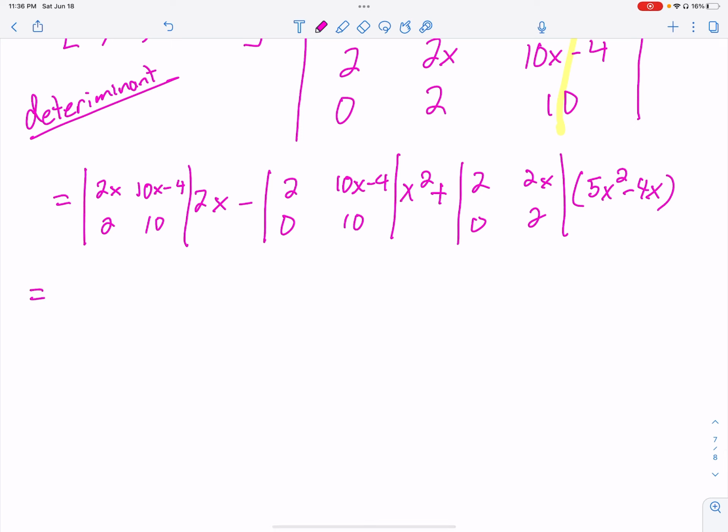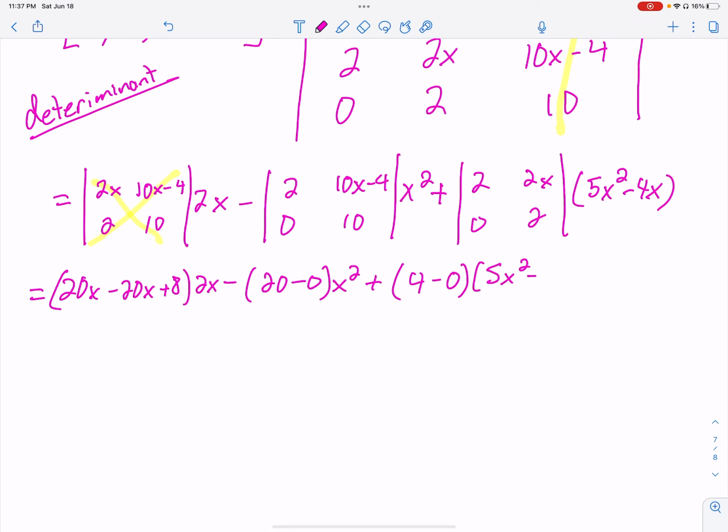All right, so this is a bunch of diagonal determinants. So we get 20x minus 20x plus 8. Got to be really careful there. Times 2x minus 20 minus 0 times x squared plus 4 minus 0 times 5x squared. Those were much easier than that first one. I don't know why my brain froze up.